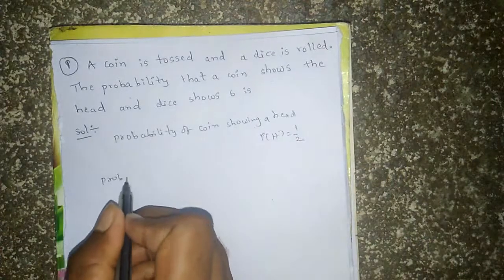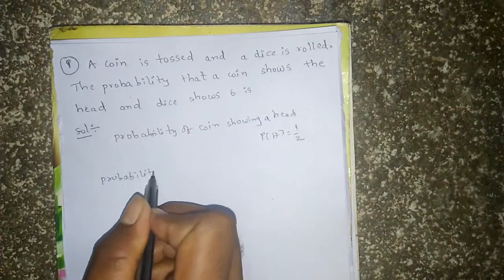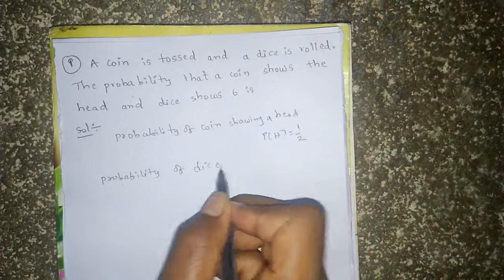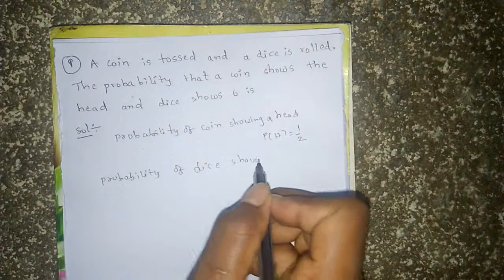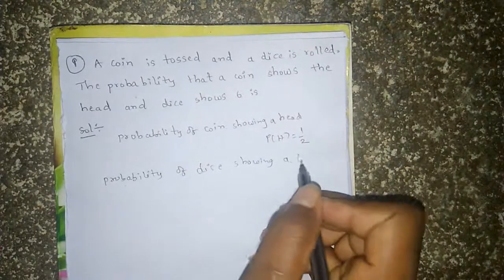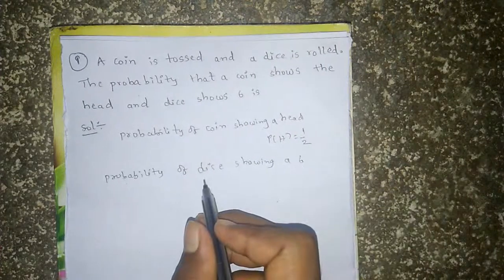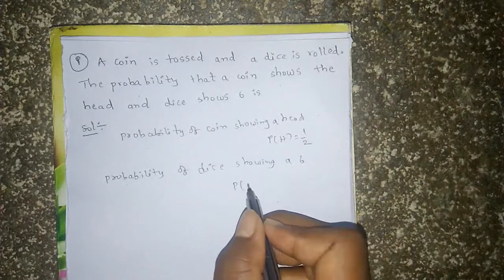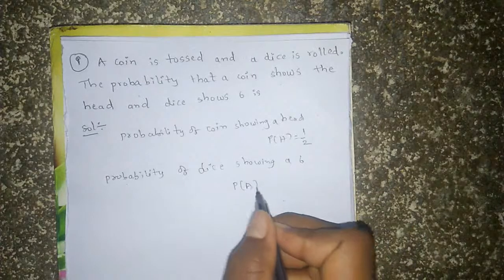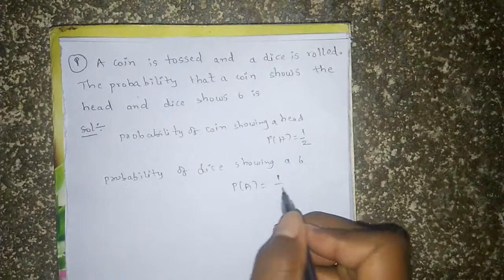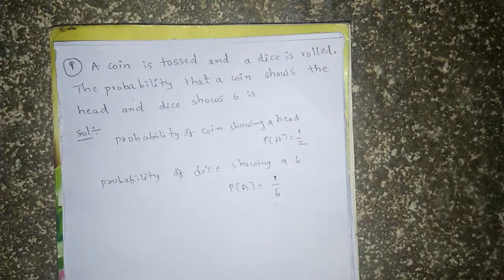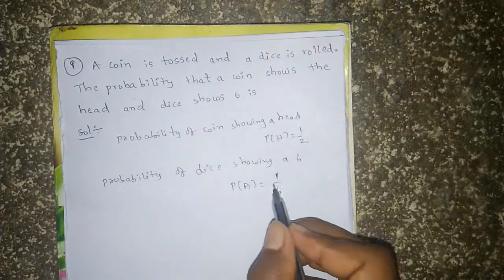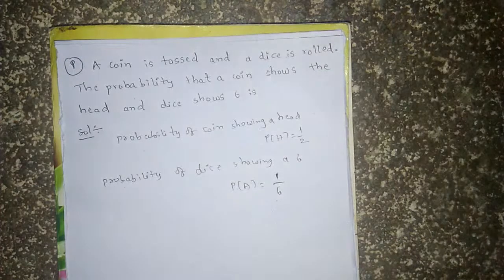And probability of dice showing a 6. So dice means outcomes are 1, 2, 3, 4, 5, 6. So probability of showing a 6, let it be some event A, is 1 by 6. Total outcomes 6, only we need 6. Therefore required probability is 1 by 6.